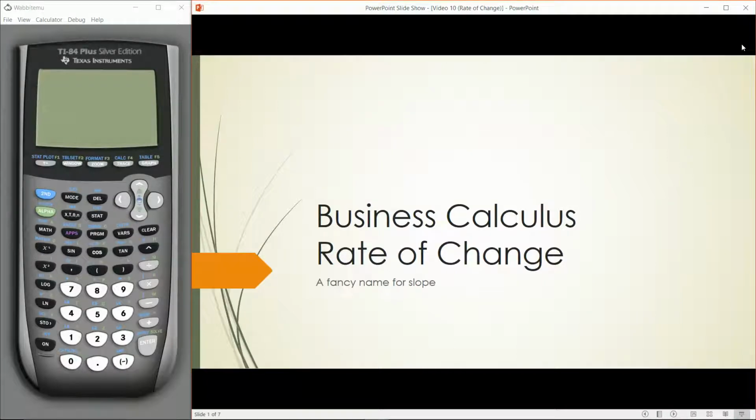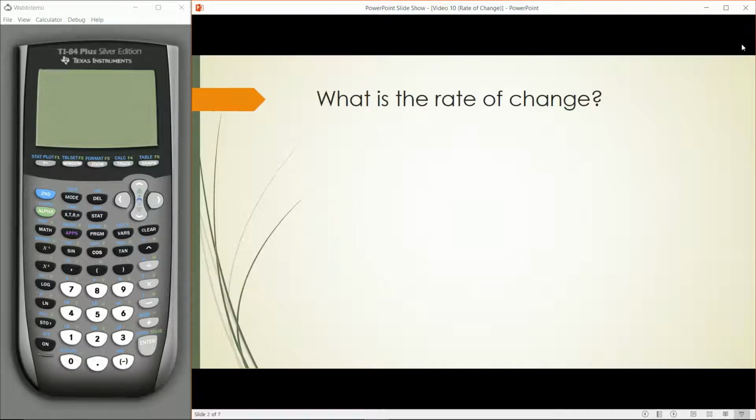Welcome back, everybody. Today's video is going to be talking about the rate of change for a function, which, if you're talking about just a straight line, is just a fancy name for the slope. But it has applications beyond just linear functions and can be used for all other types of functions, which is why this is a fairly important topic.